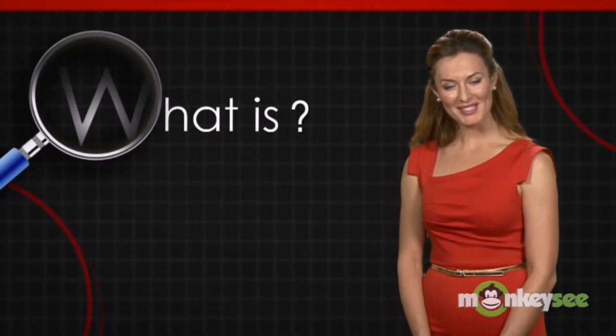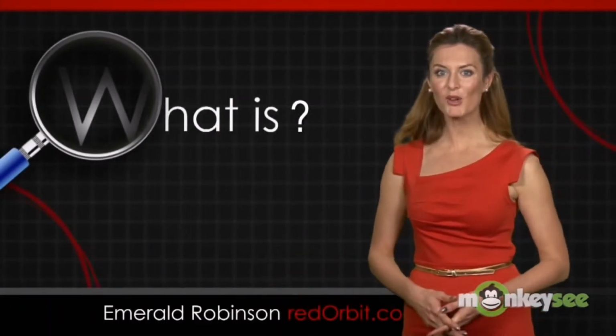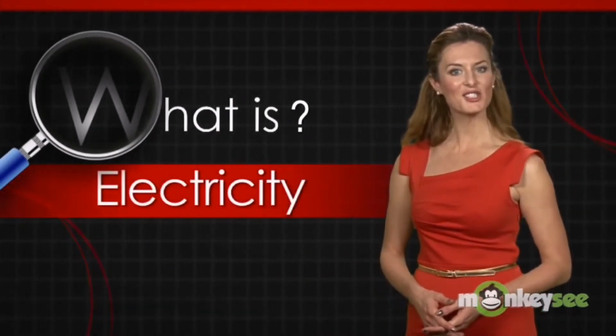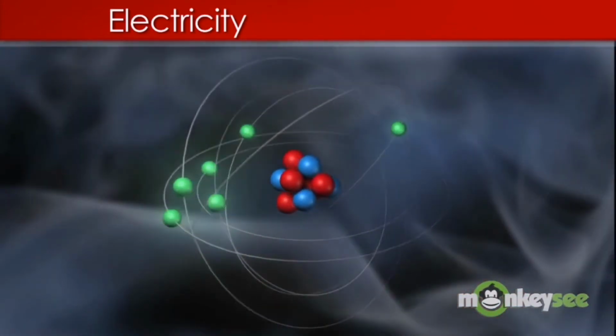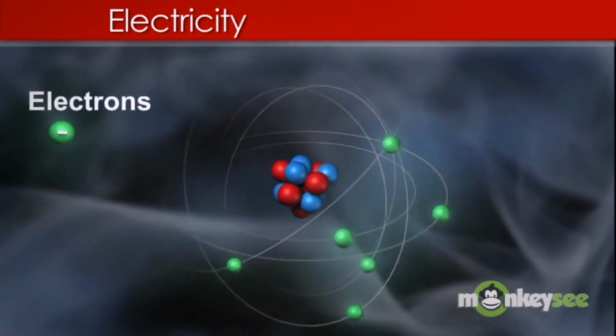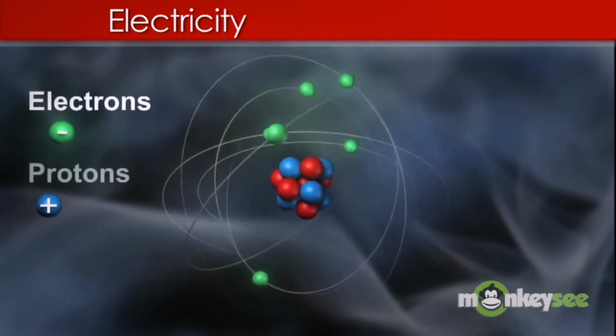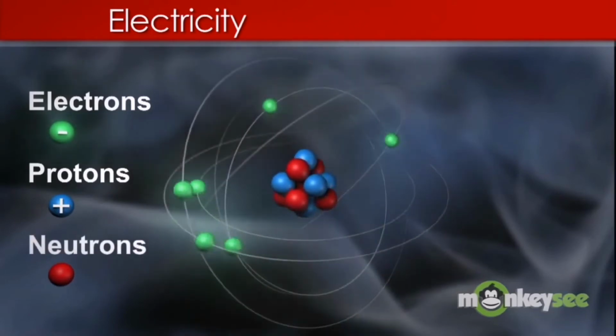Hi, I'm Emerald Robinson. In this What Is video, we're going to take a closer look at electricity. Electricity is a natural force that we've harnessed for our energy needs. To understand electricity, we need to know a little more about atoms, the tiny particles that make up our universe. 3 smaller particles make up atoms: neutrons, electrons, and protons. Electrons have a negative charge, protons have a positive charge, and neutrons are neutral.